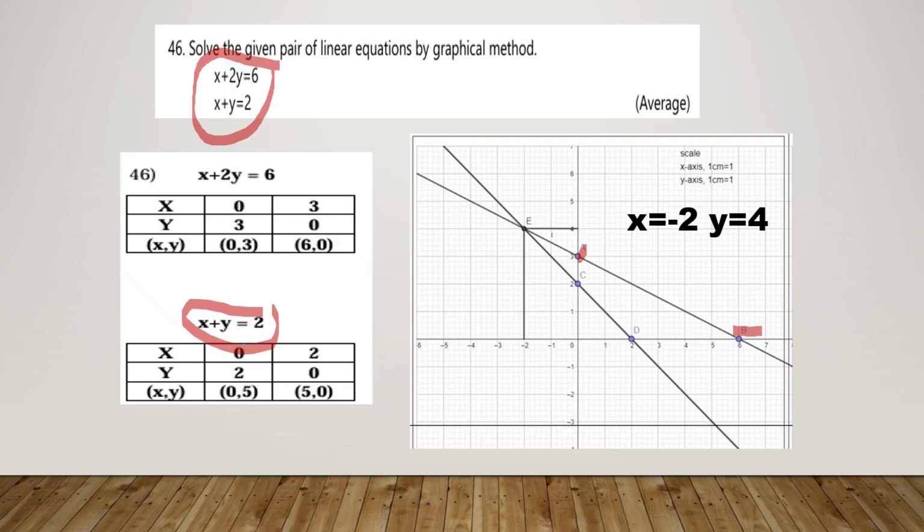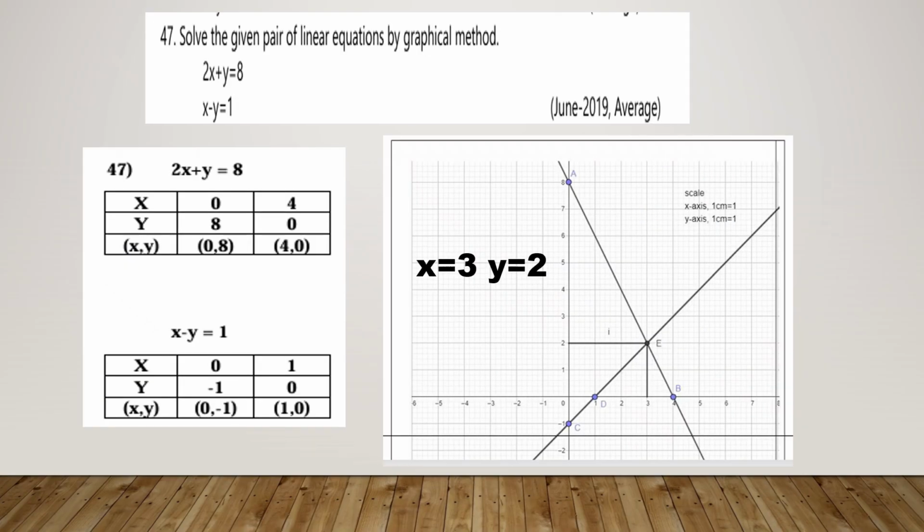So if you join, you will get the value of x as minus 2 and the value of y as 4. So this is regarding the graphical method of question number 46. So here already I told you scale is important. You can see here the scale: x-axis 1 centimeter is equal to 1, y-axis 1 centimeter is equal to 1. You can take different units or different centimeters, but if you take 1, it is very easy to plot the graph.